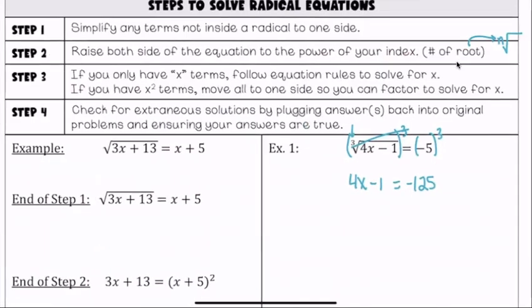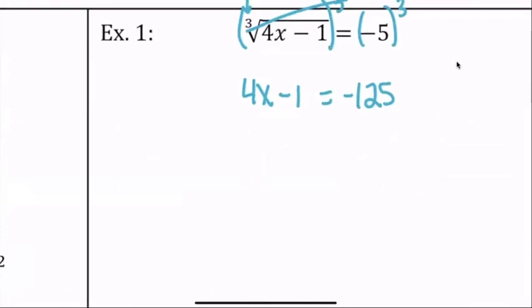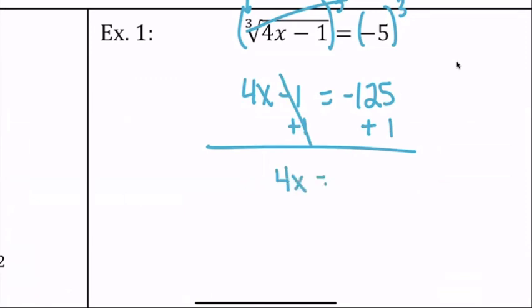Step 3, if you have only x terms, follow the equation rules to solve for x. If you have x squared terms, move all to one side so you can factor to solve for x. Looking at ours, we just have an x term, so we just use normal equation rules for this. Normal equation rules say that we're going to move everything away from our variable, and we're going to start with any constant terms and then get rid of any coefficients. A constant term just means a number that is not attached to a variable. So I got one right there. I add it because that's the opposite of subtracting.